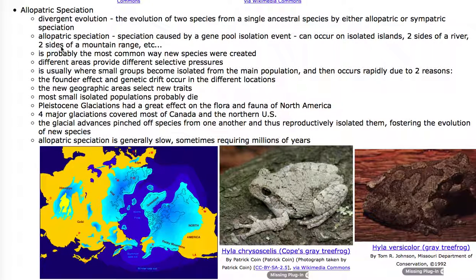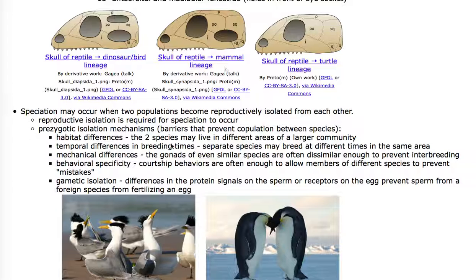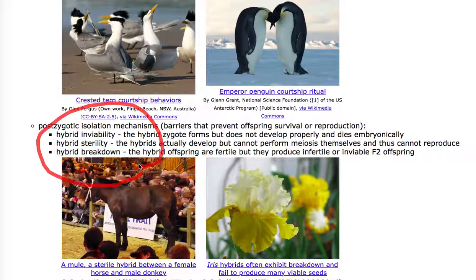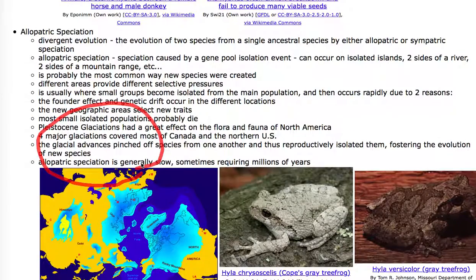Basically, allopatric speciation is caused by genetic isolation. Gene pool isolation, meaning one set of genes is separated from another set of genes, and as a result, natural selection grinds on the two populations separately, and you end up with two separate species that end up being separate from one another because of these differences being prezygotic or the other differences being postzygotic. So ultimately, prezygotic and postzygotic mechanisms will separate allopatrically speciating animals.